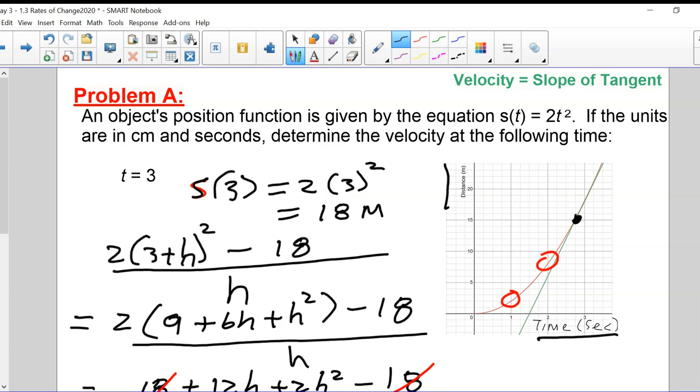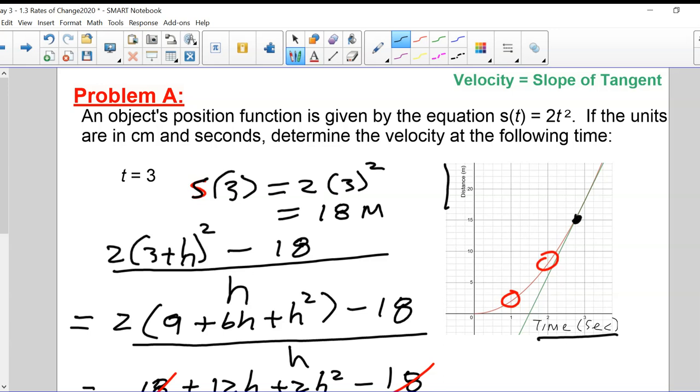Yes, you're quite right. If we were to do the same operation again, but with 1 second rather than 3 seconds, I guarantee, and you can do this on your own time, that the IROC you're going to get is going to be a lower, smaller number than what we have at 3.